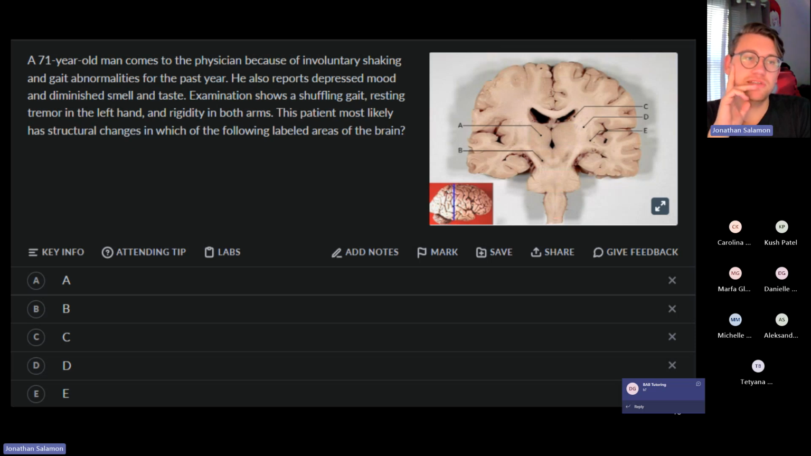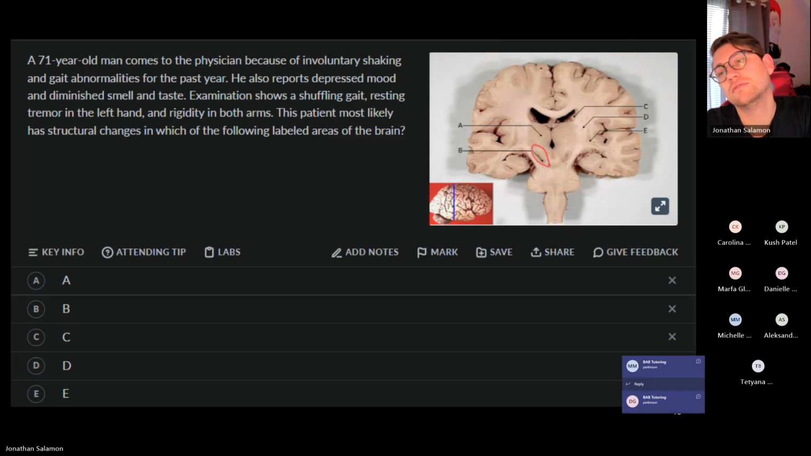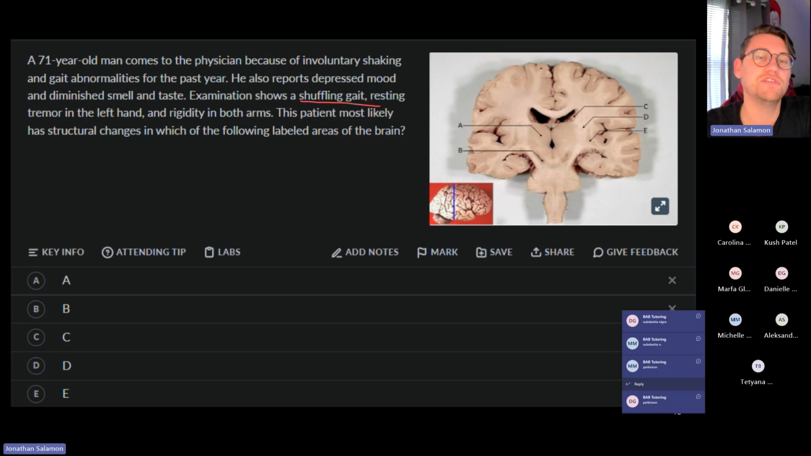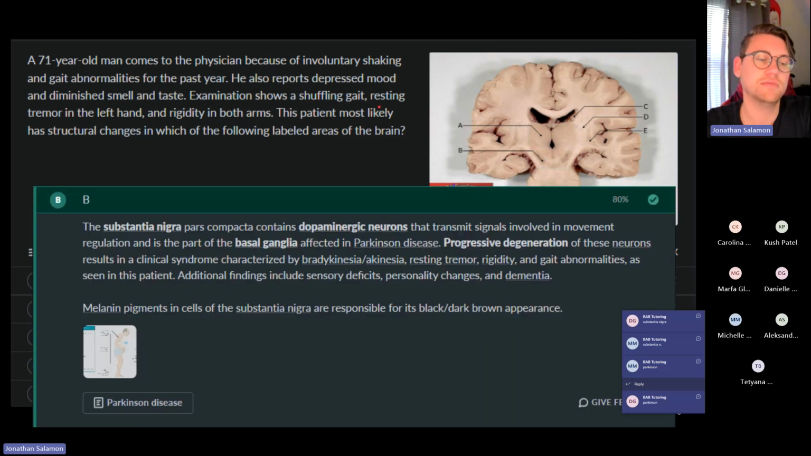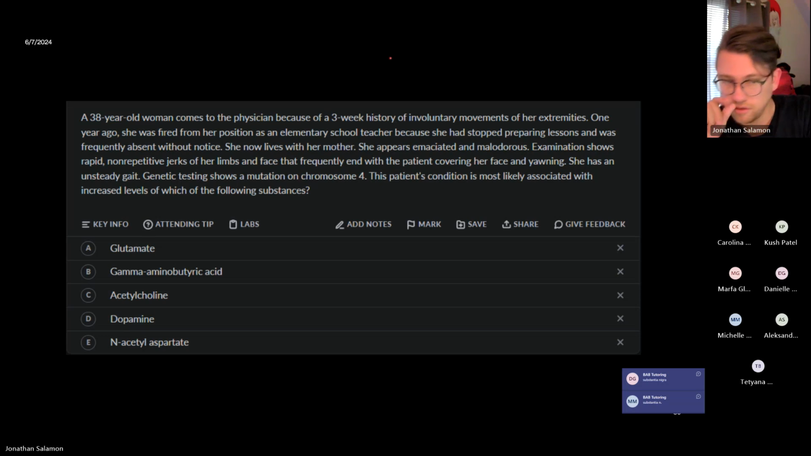Yep. What's wrong with the person? Yep. What region is this? Perfect. Yep. And they gave you shuffling gait, right? So you know it's Parkinson's, right? Substantia nigra. Loss of dopaminergic neurons, which are darker than the cyan nerves.